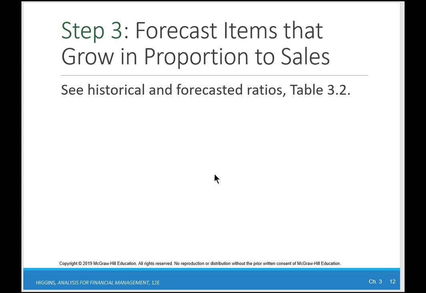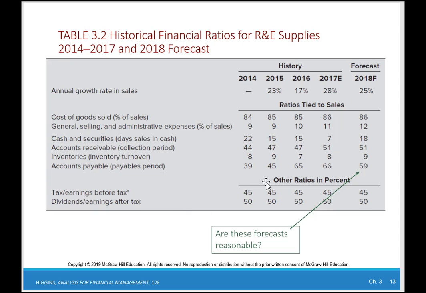Step 3, we need to forecast items that tend to grow in proportion to sales. So what are they? If you look at these things on the income statement side, cost of goods sold, we have general selling expenses. We assume those are going to grow. And we also have these short-term items: cash, accounts receivable, inventory accounts. All of these things have a tendency to grow pretty directly with sales.